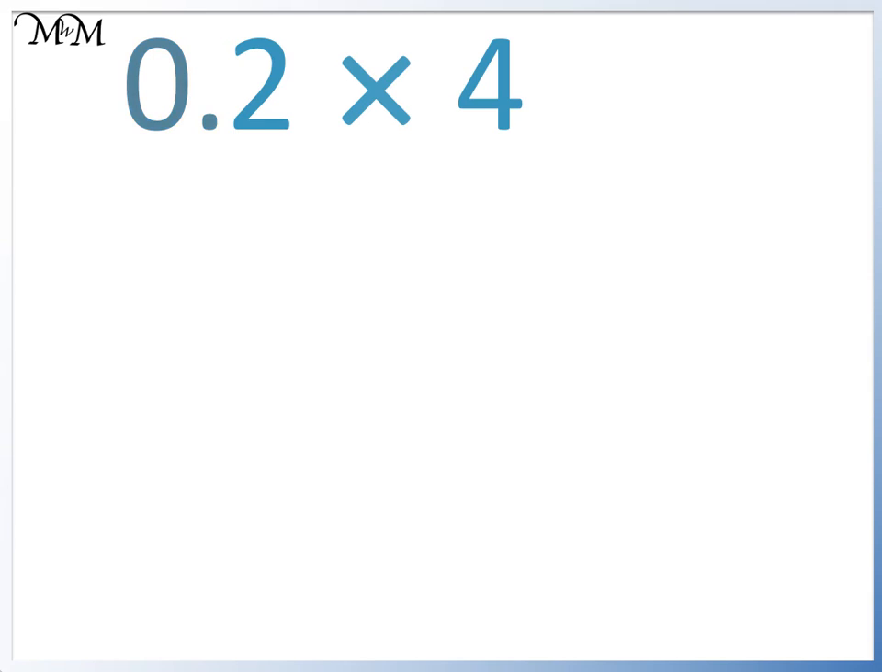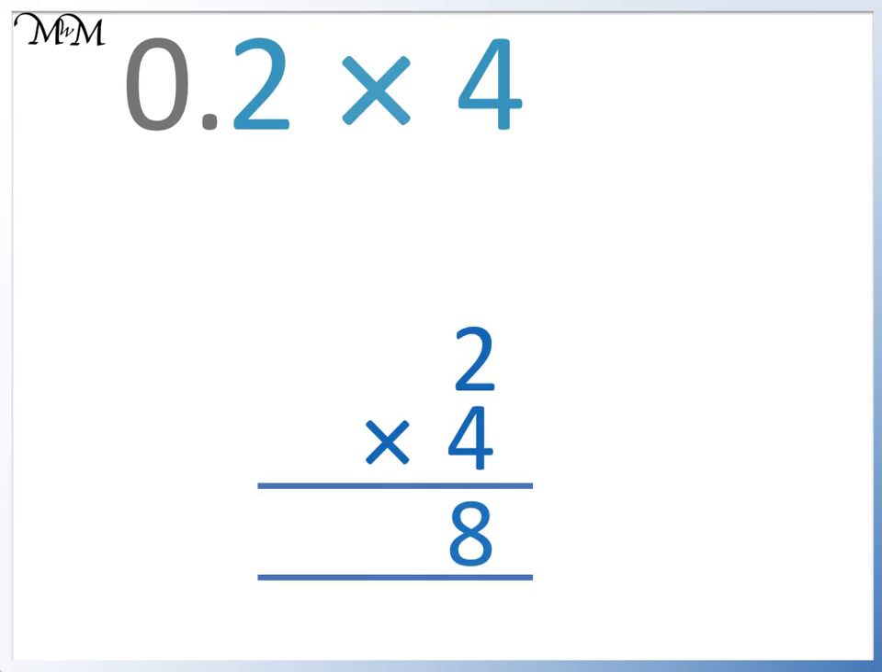Here we have 0.2 times 4. To multiply these numbers, we multiply them like whole numbers and make a correction afterwards. We first ignore the 0 and decimal point in 0.2. We think of it as 2 times 4. 2 times 4 equals 8. We put a decimal point after 8. However, this is 0.2 times 4, not 2 times 4.